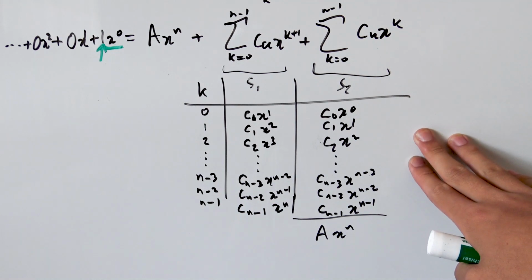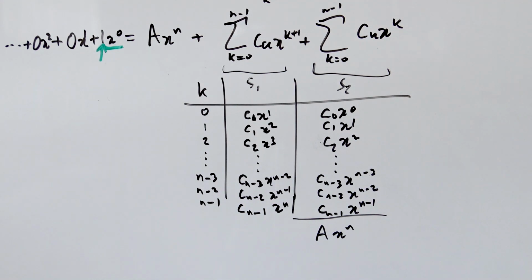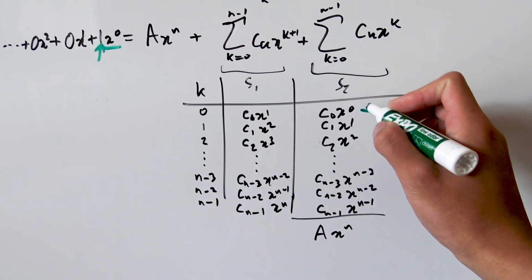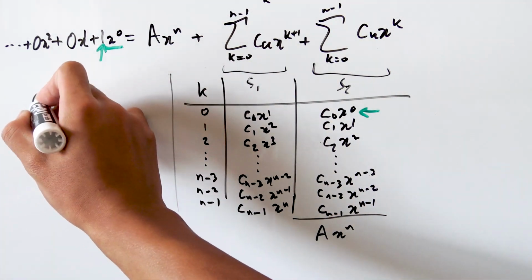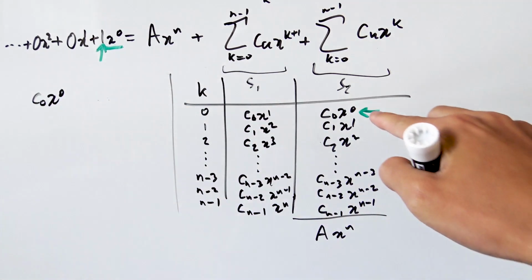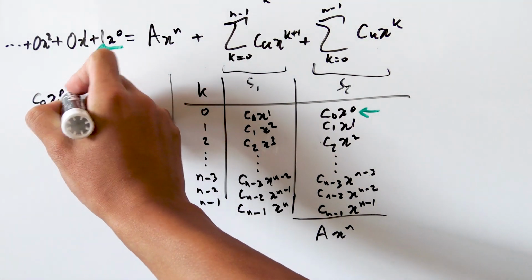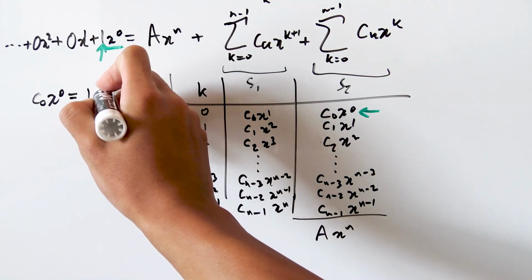So that means on our table here, whatever terms have x to the 0th in it, their coefficients must add up to 1. So on our table, there's only one occurrence of x to the 0th here. So therefore, I'll put all the working over on the left-hand side here. C0 x0, which is this term right here, must be equal to 1 times x to the 0th.